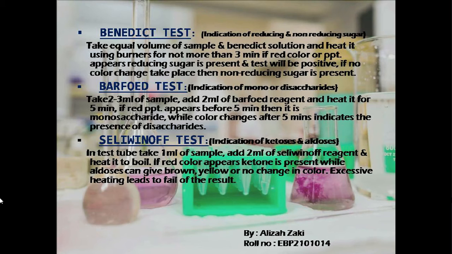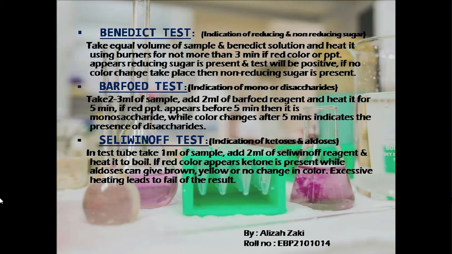As I described the procedure of two tests, now the third test is the Benedict test. In the procedure of Benedict test, we have to take an equal volume of sample and the Benedict solution and heat it using a burner for not more than 3 minutes. Now the procedure is completed. We have to observe if a red color or precipitate appears, that means that reducing sugar is present and the test will be considered positive. But if no change takes place, then non-reducing sugar is present and the test will be considered negative.